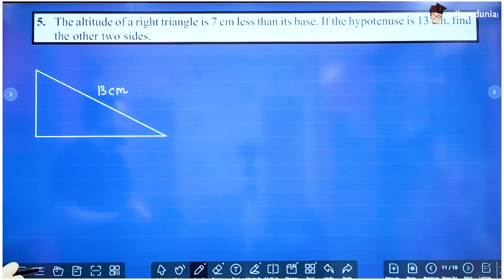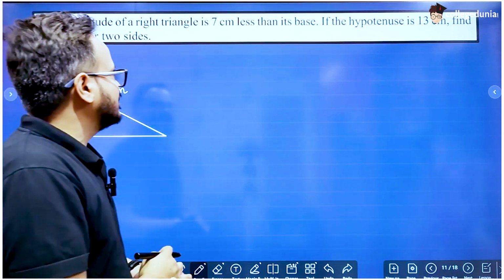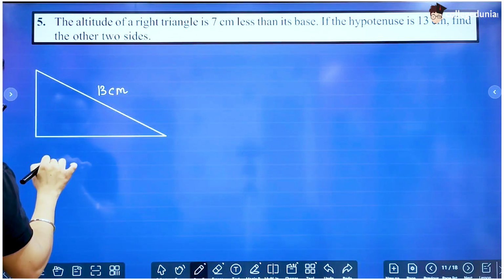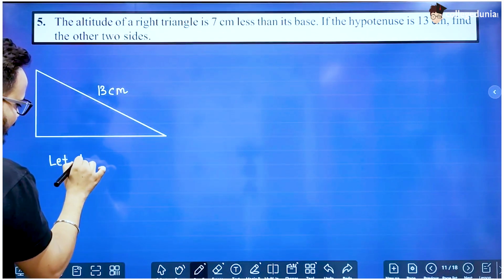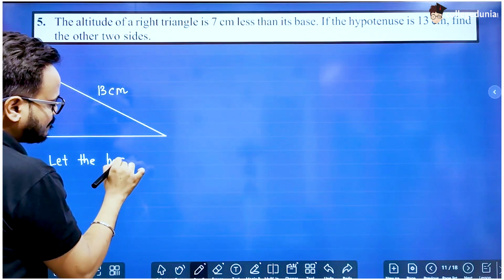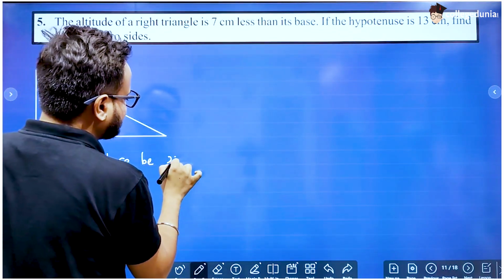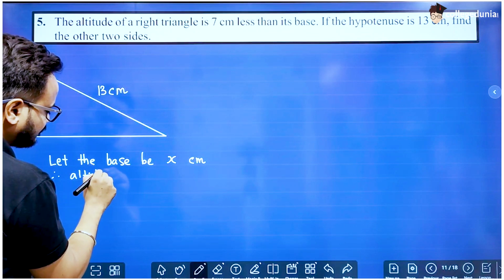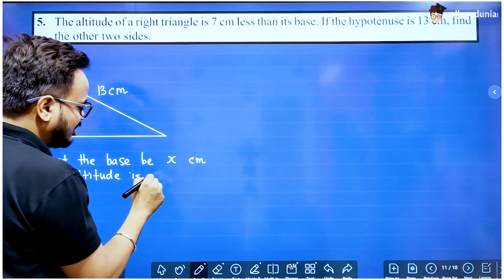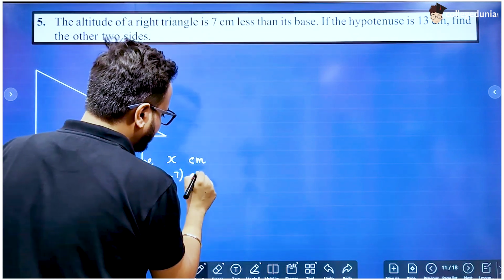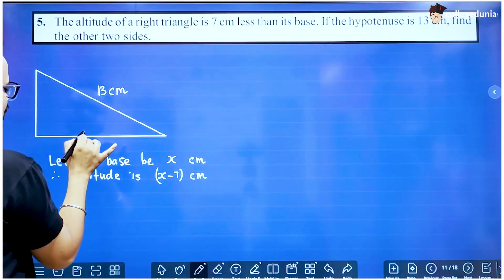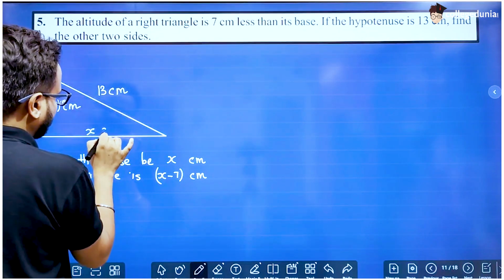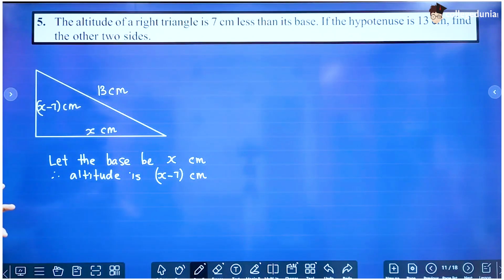Right? We have to find the other two sides. The altitude of the right triangle is 7 centimeter less than the base. So let the base be x centimeter. Therefore the altitude is 7 centimeter less than the base, x minus 7 centimeter. So the base is x and the altitude is 7 centimeter less than the base. So these are the dimensions and we have to find the value of x.